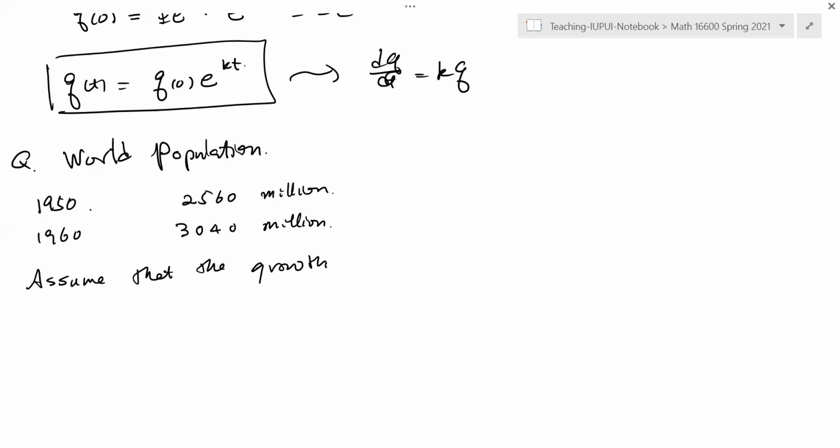Now, if nothing serious happens, such as World War III, or a very severe virus, not like coronavirus, but some viruses that kill 10% of the population. If that happens, then the growth rate will change.